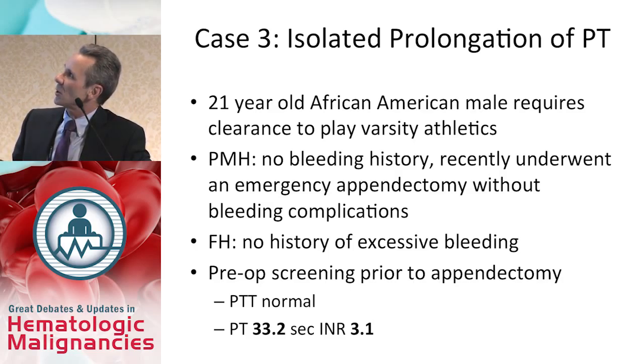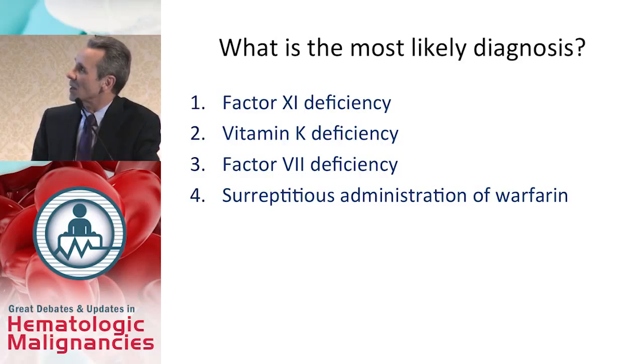Now, isolated prolongation of PT. This is a 21-year-old African-American male, who requires clearance to play varsity athletics. He has no bleeding history. He recently underwent an emergency appendectomy without bleeding complications. There's no family history, but his pre-op screening prior to appendectomy showed a normal PTT and an elevated PT, 33 seconds, with an elevated INR, but he went through the appendectomy with no problem at all, with no bleeding. So what's going on here?